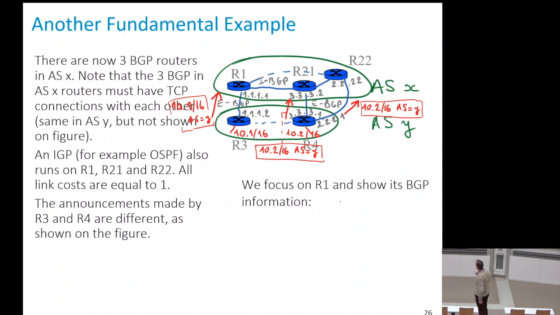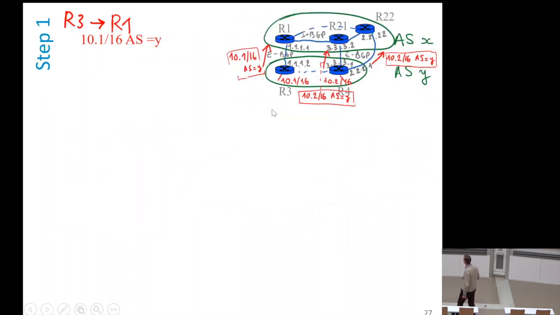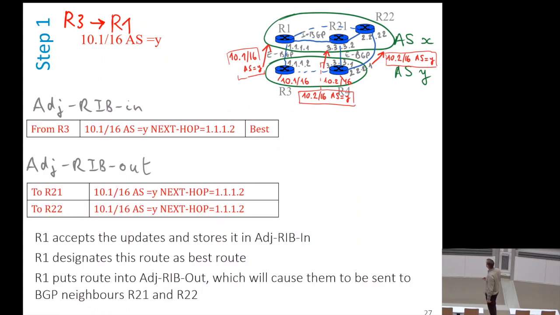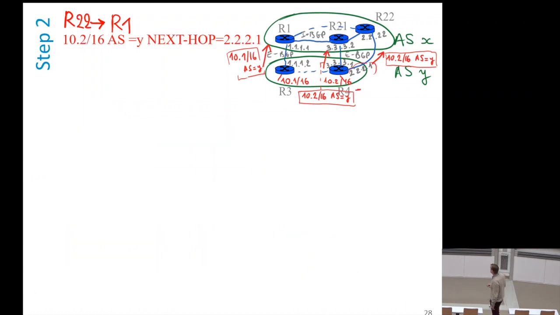In this example, I'm assuming R3 sends to R1 this message, which is the route 10.1, AS equal Y, and R4 sends this equivalent message with the different destination prefix to R21 and R22. I focus on R1 again, so I am here on R1. When R1 receives this message, there's only one message for this destination prefix, so it keeps it, and it's the best, and it will repeat it to its two peers inside X. That's business as usual, as we have seen.